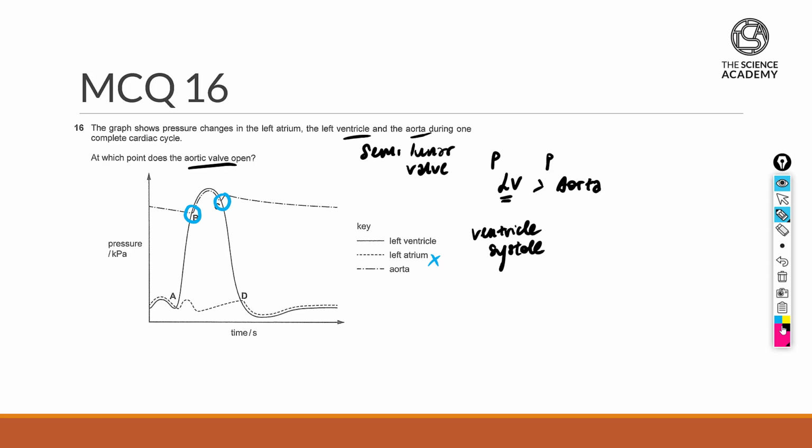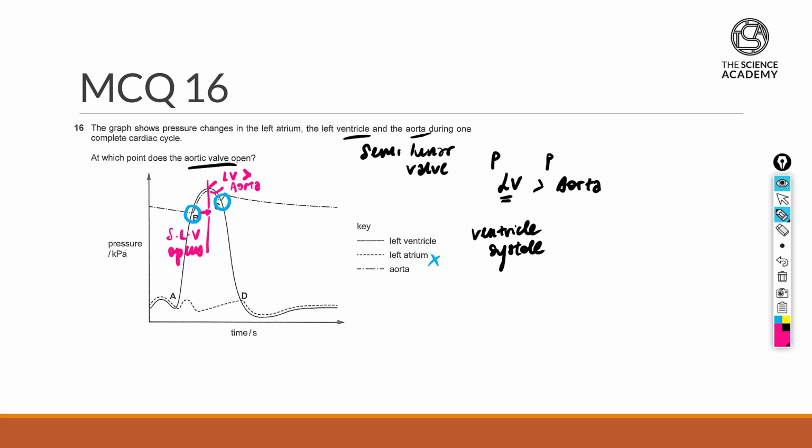Now taking a little bit of a look towards the right of this intersection, you can see that at this area here, this represents the pressure of the left ventricle, and here represents the pressure of the aorta. Now you can see that the left ventricle does have a much higher pressure as compared to the aorta itself. So it's at B that the semilunar valve opens.